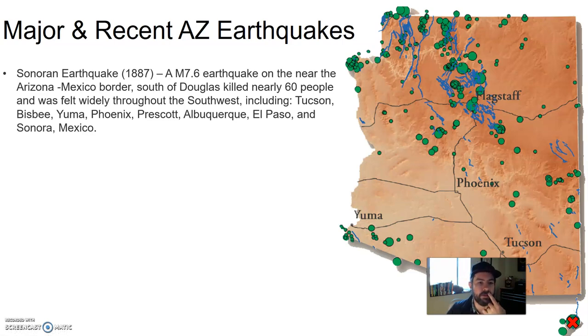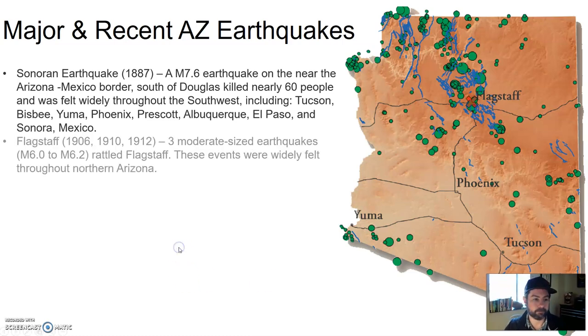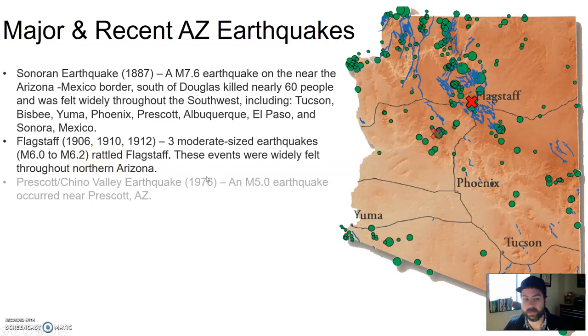It's a big earthquake. More on that number later. It killed 60 people. It was felt throughout the Southwest: Tucson, up into Prescott, over into Albuquerque in New Mexico, and El Paso, and down into Sonora, Mexico. So that was a major one. Flagstaff: 1906, 1910, 1912, a little over 100 years ago, three moderate-sized earthquakes, 6.0 to 6.2, rattled Flagstaff, widely felt throughout northern Arizona. A little more recently, 1976, less than 50 years ago, a magnitude 5.0 earthquake occurred near Prescott, Arizona.